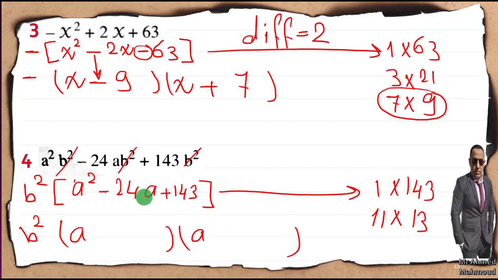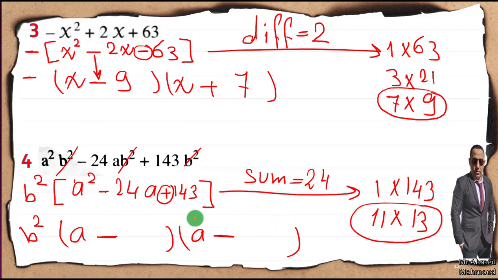Okay, now because I have plus here, I'm going to repeat the middle sign here and here. Because I have two same signs, I need two numbers whose sum equals 24. So I'm going to choose 11 and 13, and I'm going to write 11 and 13 in any order because I have two same signs.